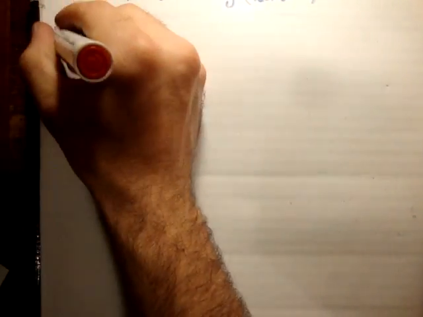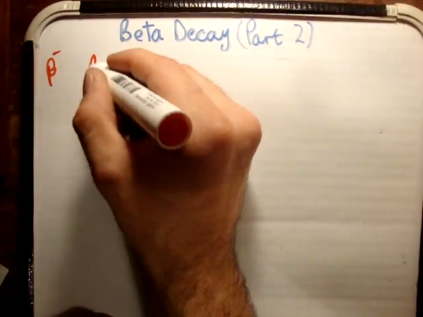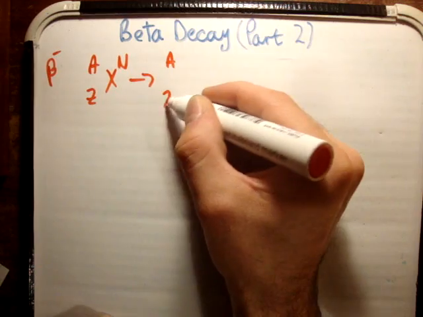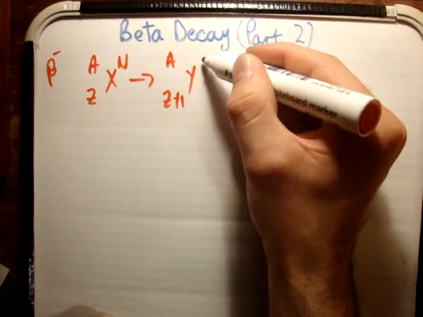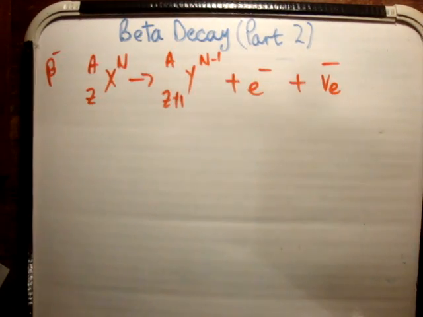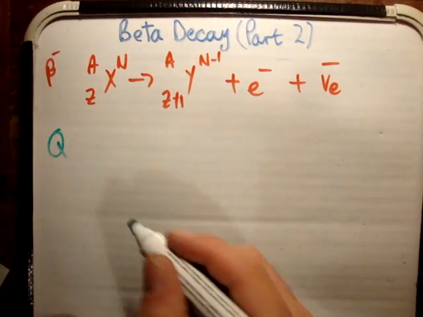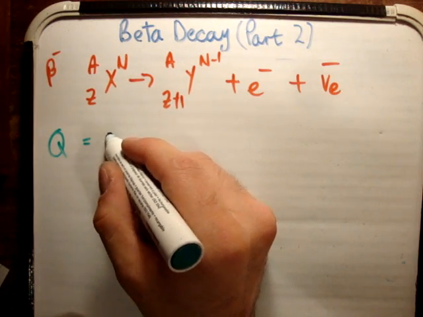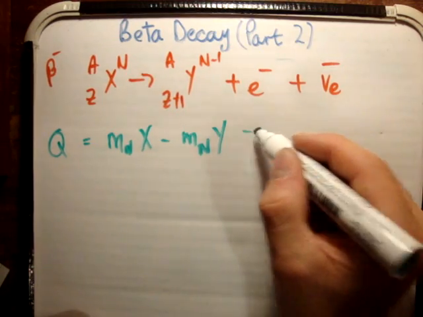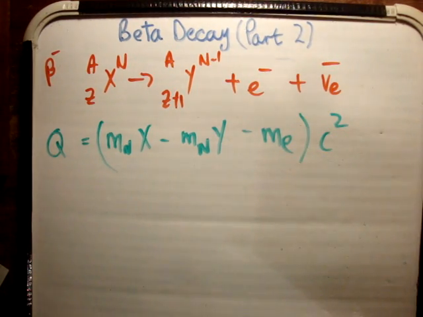Beta minus emission, and I'm going to pick up the speed of this because it's the same process really. So beta minus emission looks something like this. A zXn becomes a z plus 1 Y n minus 1 plus an electron plus an anti-electron neutrino. So this time we have our Q value, the energy released, is equal to the nuclear mass of X minus the nuclear mass of Y minus the mass of an electron released, and this is all multiplied by c squared to make it an energy.